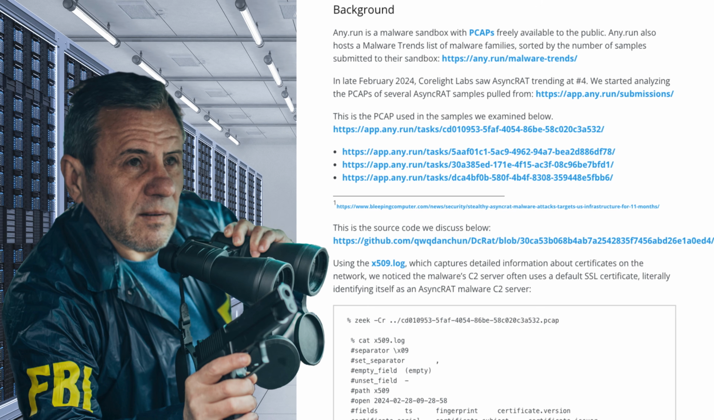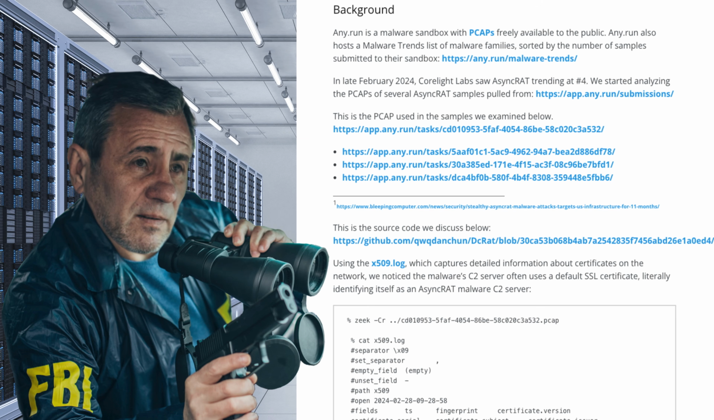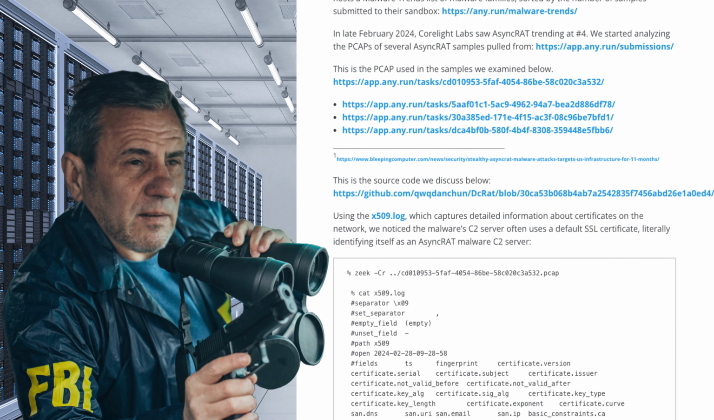AsyncRAT will announce itself when it communicates over HTTPS. Sounds pretty unbelievable, doesn't it? Well, let me show you how it does this.